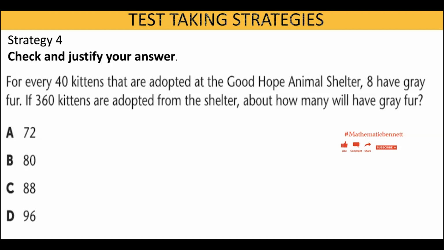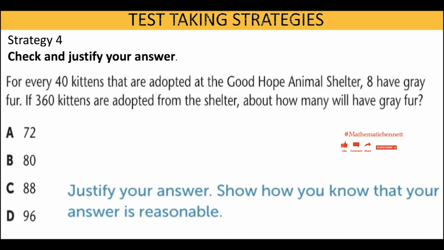Alright, let us look at this question. For every 40 kittens that are adopted at the Good Hope Animal Shelter, 8 have gray fur. If 360 kittens are adopted from the shelter, about how many will have gray fur? So our job is to justify our answer by showing how you know that your answer is reasonable. Alright, so we know that there are 40 kittens and 8 have gray fur. So that's 8 out of the 40 that had gray fur. So we are saying if you have 360 of those, how much would have gray fur?